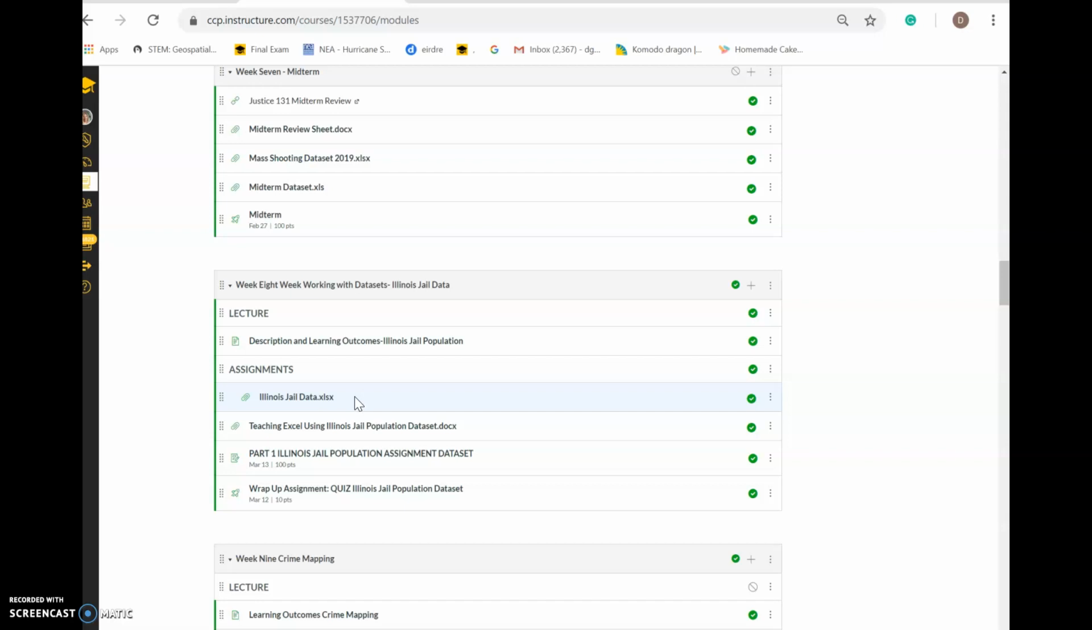Also, looking at the types of questions that are asked on these worksheets, they are really the kind of questions that we want you to ask for your final project. So we want you to use these as templates for what data extraction and data analysis you will do for your final project. So let's take a look at teaching Excel using the jail population data set.